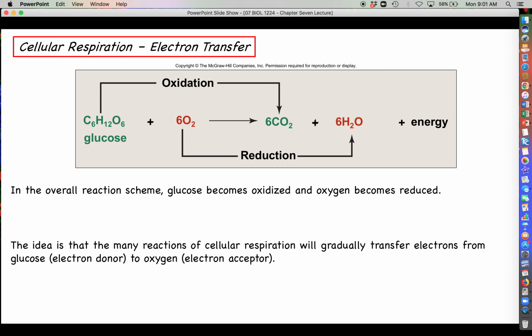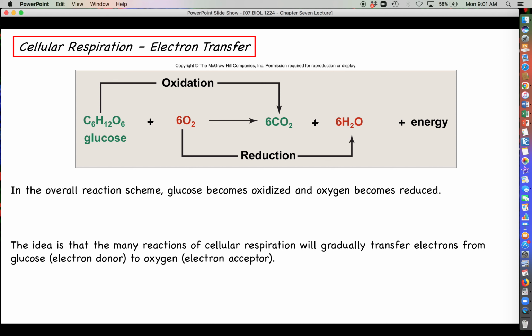Glucose, of course, being a high energy molecule, so we're going to harvest a lot of the energy out of glucose in the form of high energy electrons. And once we leach out as much energy of those electrons as we possibly can, the low energy electrons are going to get accepted by oxygen, which will become reduced into a water molecule.